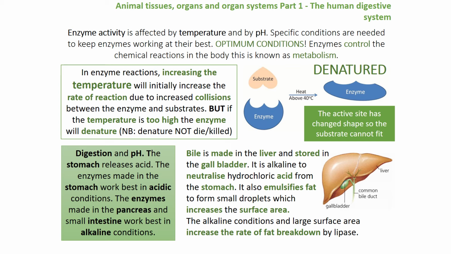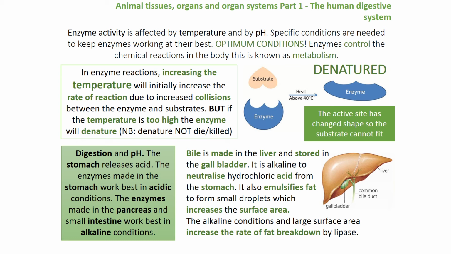Now, if we look in the green box, we've got pH. So the stomach releases acid, and we know from the diseases topic that one of the jobs of the acid is to kill pathogens. But another job of the acid is to make sure that the conditions inside the stomach are acidic. And that's because the enzymes that are released in the stomach work best in acidic conditions. The enzymes that are made in the pancreas and the small intestine, though, work better in alkaline conditions.